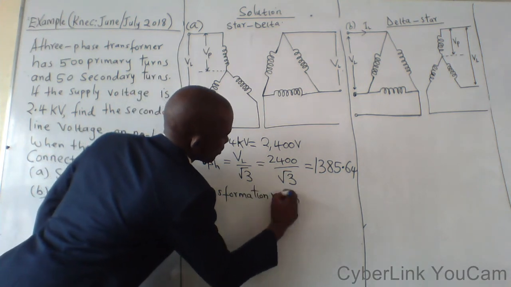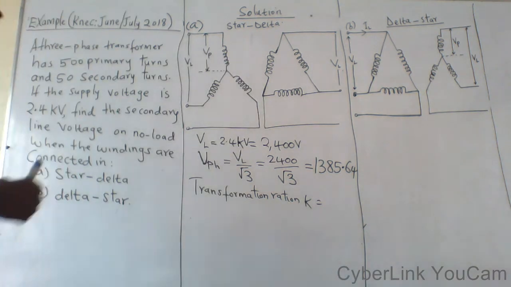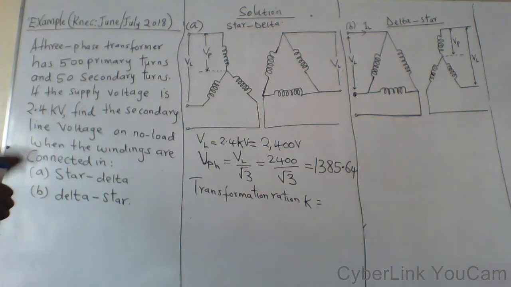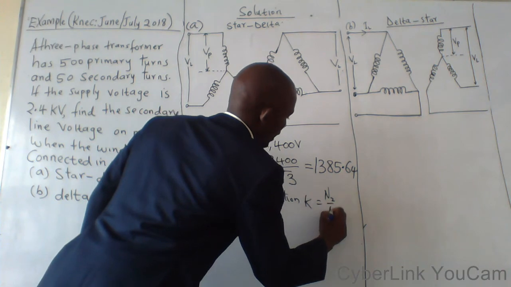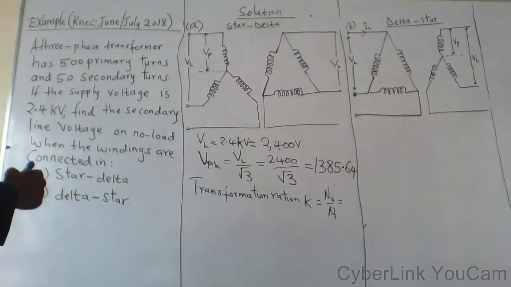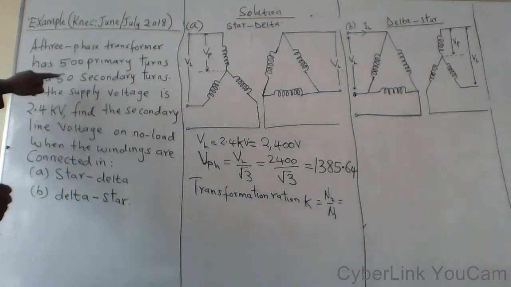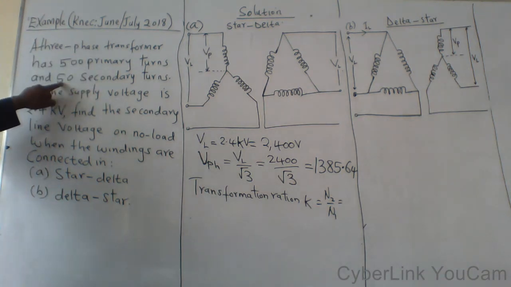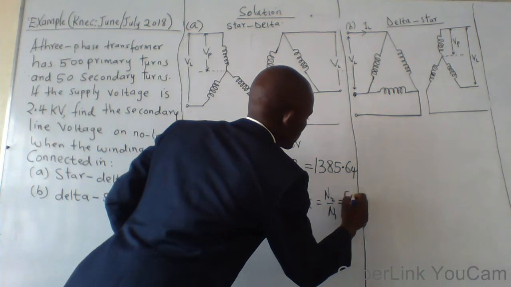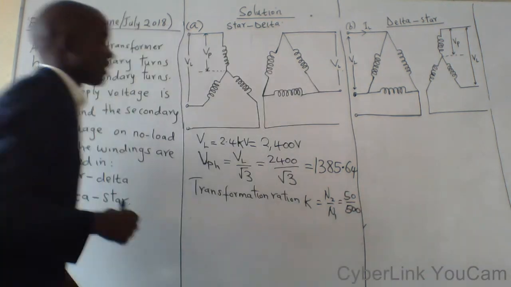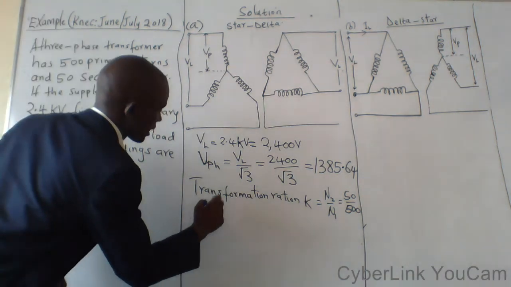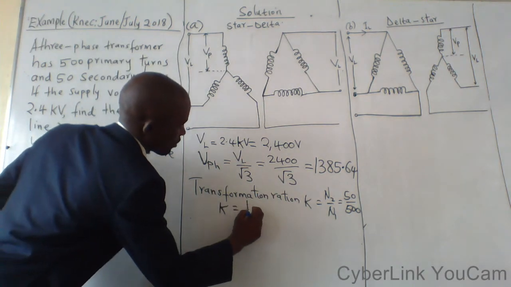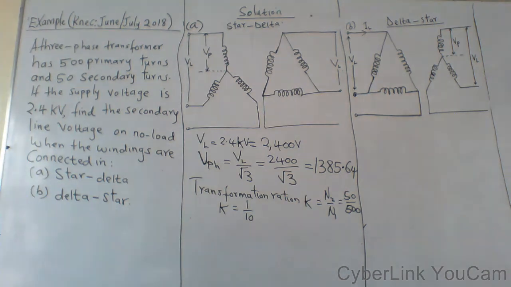Transformation ratio K is equal to the secondary number of turns all over the primary. This can be given as N2 over N1, which is equal to, remember we have been given a three-phase transformer has 500 primary and 50 secondary, meaning these are N2, these are N1. So we have 50 all over 500. That is a ratio of 1 to 10. So our K is equal to 1 over 10.